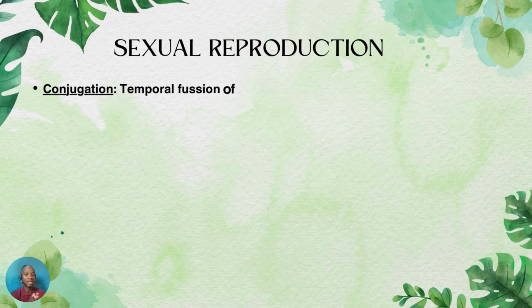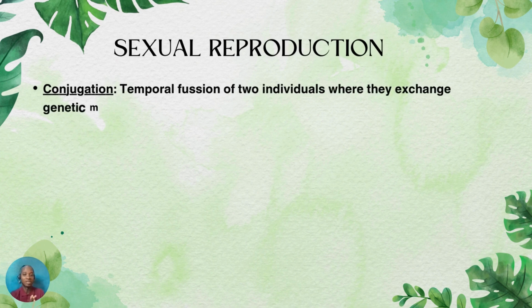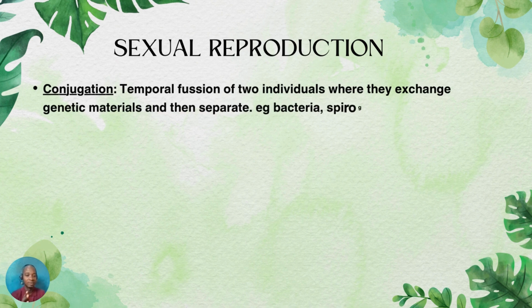All right, so let's now go to sexual reproduction. In sexual reproduction, we have two types: conjugation and syngamy.